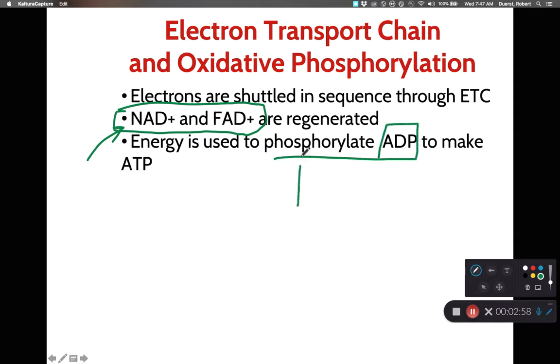The energy in those high energy electrons is used to phosphorylate ADP. To phosphorylate is to attach a phosphate group. And if we attach a phosphate to adenosine diphosphate, we make adenosine triphosphate. We go from 2 phosphates to 3 phosphates.